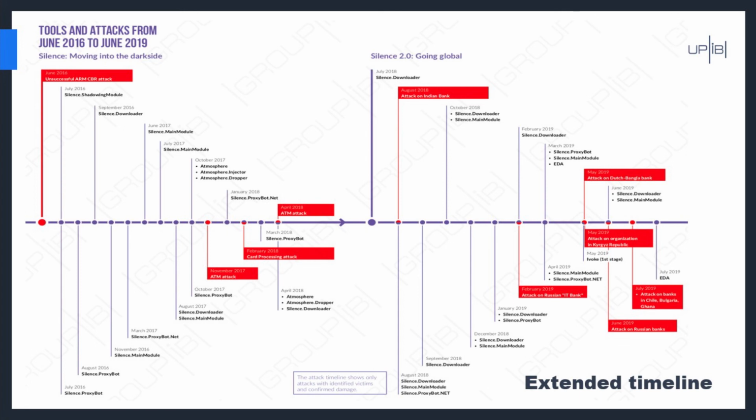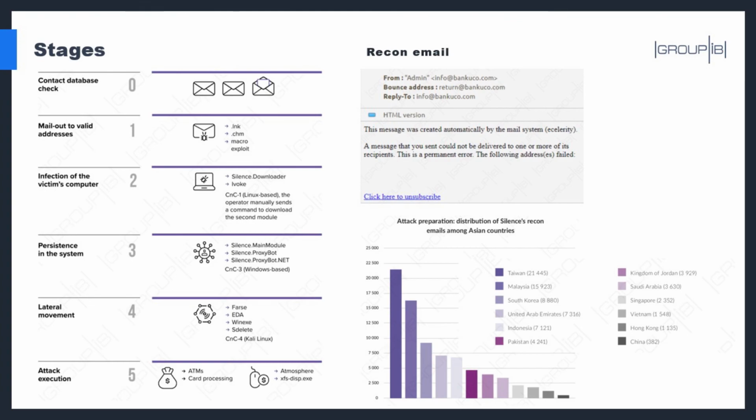So probably there are more attacks we didn't see, but highlighted attacks where we identified victims and know about them. A typical Silence attack can be divided into 6 stages.